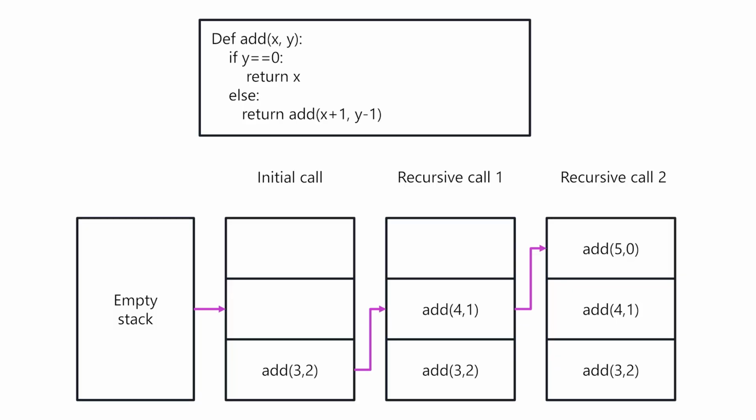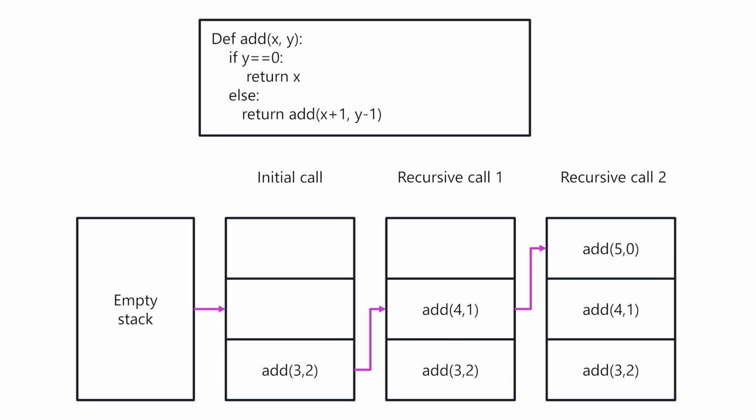The initial call is add 3 and 2. The stack starts with add 3 and 2 as the top and only element. The first recursive call is add 4 and 1. Therefore, add 4 and 1 is now pushed onto the stack, becoming the new top element. Add 3 and 2 remains just below it. The second recursive call is add 5 and 0. Add 5 and 0 is pushed onto the stack, becoming the new top element. The previous top, add 4 and 1, is now just below it.